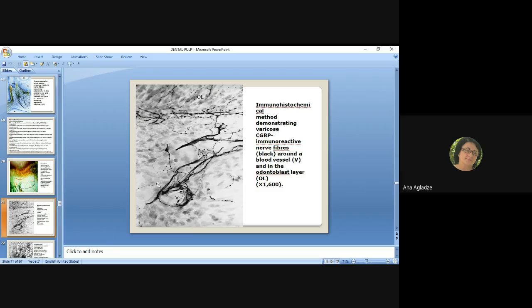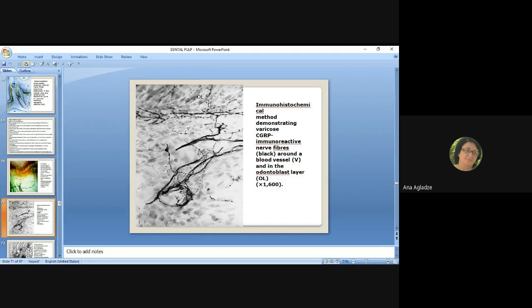Here you can see the immunohistochemical method. They demonstrate the nerve endings, which surround the blood vessels. These are nerve fibers, and in the odontoblast layer they reach the odontoblast layer.